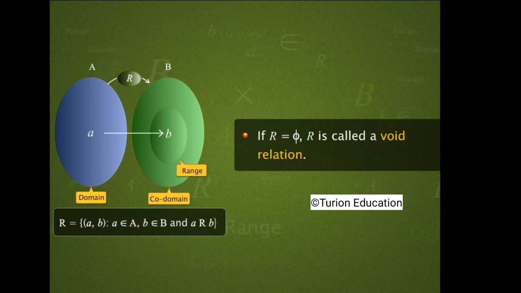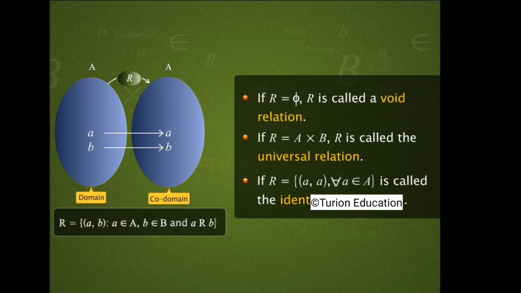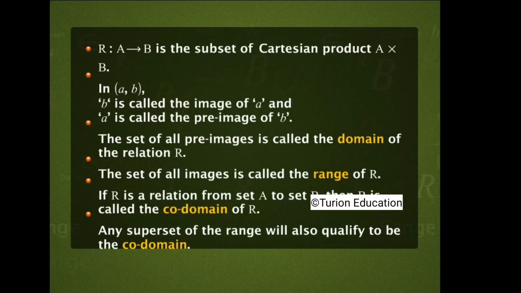Since the null set and the whole of A cross B are 2 obvious subsets of A cross B, a null set is called a void or an empty relation, and A cross B is called the universal relation. Another special relation is the relation from a set to itself, in which every element is related to itself, which is called the identity relation on A. Armed with all these concepts related to relations, shall we solve some problems based on them?